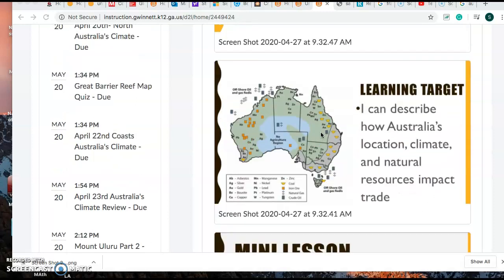Our learning target today says, I can describe how Australia's location, climate, and natural resources impact trade, meaning how many goods are grown on this huge continent, right? We want to know what's grown there, how their climate affects it, how the location affects it, and how that then impacts what they're able to trade to other countries.